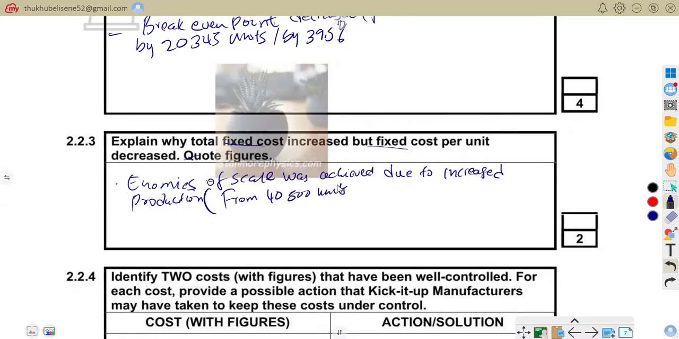So that is when you're talking about from 40,500 units to 42,000 units. So that is by 1.5 units. So that is how easy you can answer that question. So now let us go to 2.24.